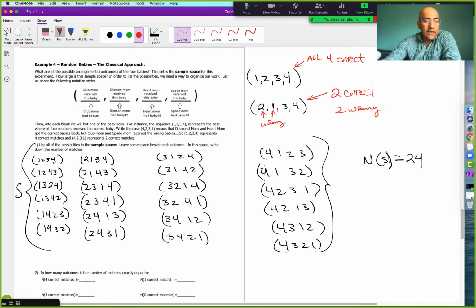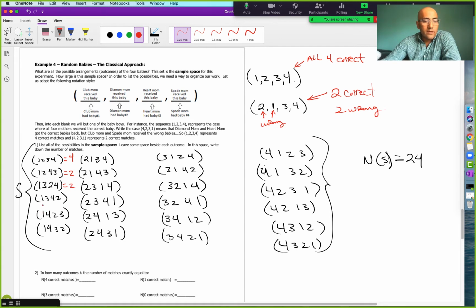Right? So this is the case where there were 4 correct matches. Because baby number 1 went to house 1, baby number 2 went to house 2, baby number 3 went to house 3, and baby number 4 went to house 4. Here we have 2 correct matches. Baby number 1 and 2 went to their correct ones, but these were wrong. Here we have baby number 1 went to the correct house. Baby number 4 went to the correct house. These 2 are wrong. So this is the case where there were 2 correct matches.